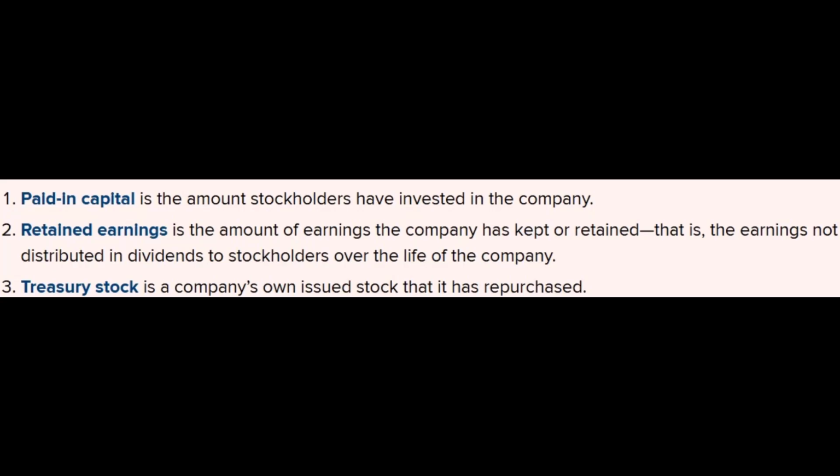Stockholders' equity has three main components. Paid-in capital. This is the amount of money stockholders have invested in the company. Retained earnings. This is the cumulative amount of earnings the company has kept over its lifetime that have not been paid out as dividends. Treasury stock. We'll talk more about this later, but it's a company's own stock that it has repurchased.